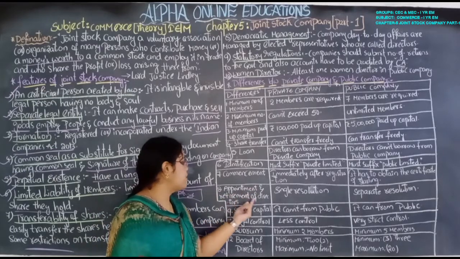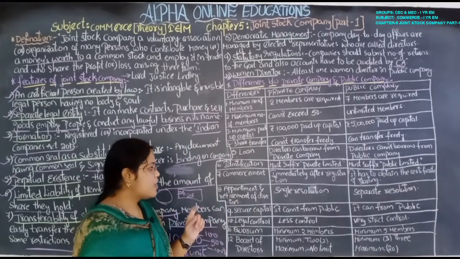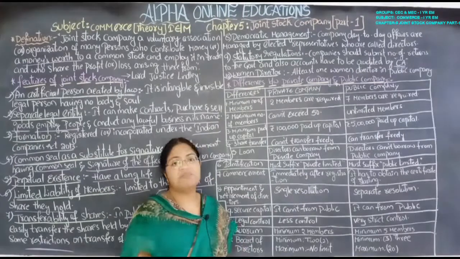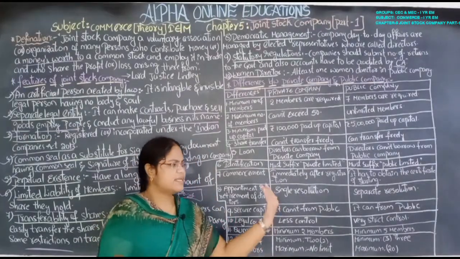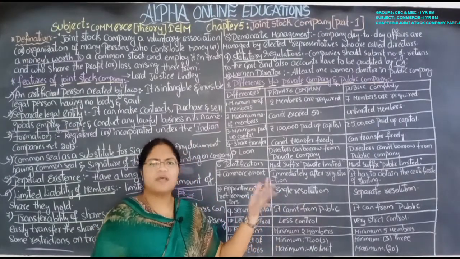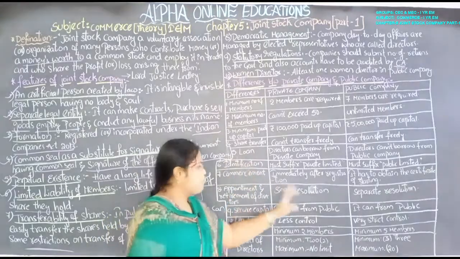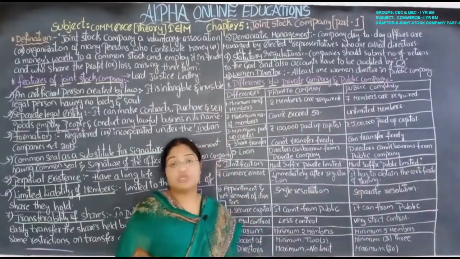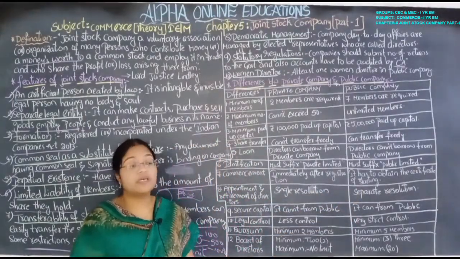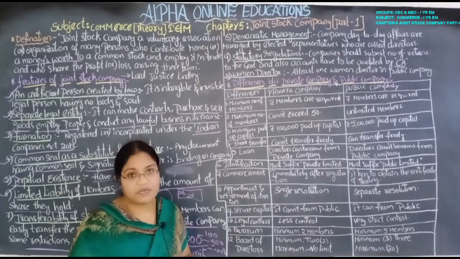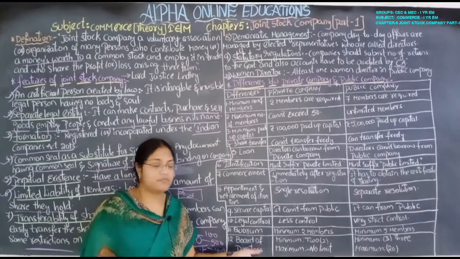Appointment and retirement of directors. In a private company, a single resolution, meaning in a single meeting, a person can be appointed and a person can be retired from the company. But in a public company there is a separate resolution, and a number of meetings have to be held for the appointment or retirement of a person.